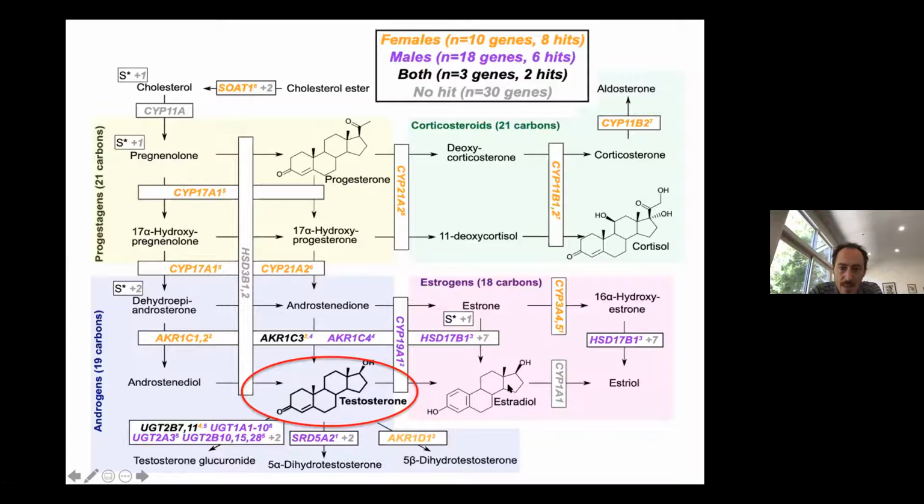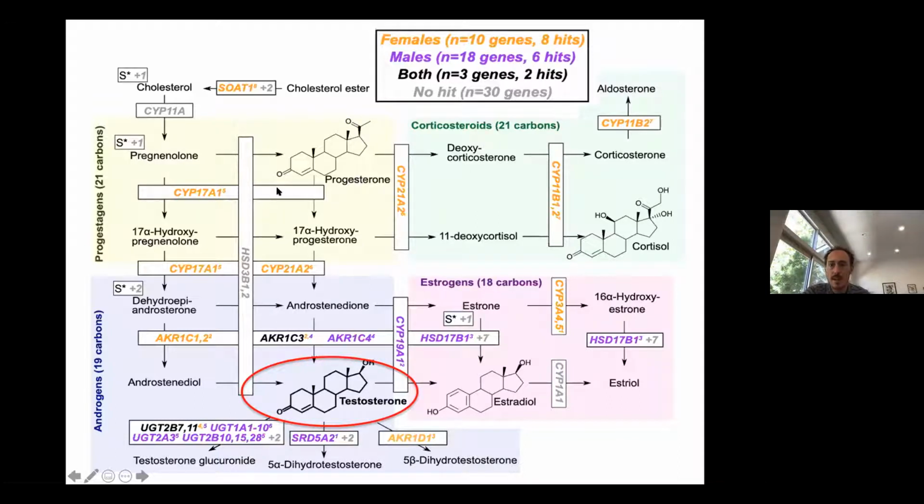And so you get a sense here that the male hits are in this part of the pathway that are clustered close to testosterone, whereas the female hits tend to be in the upper part of the pathway. And so we think that there's some kind of trade-off between the part of the pathway that is producing aldosterone and cortisol and other related molecules over here, versus flowing in to produce testosterone down here.